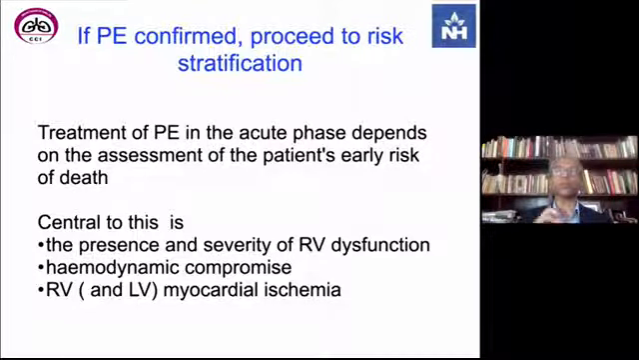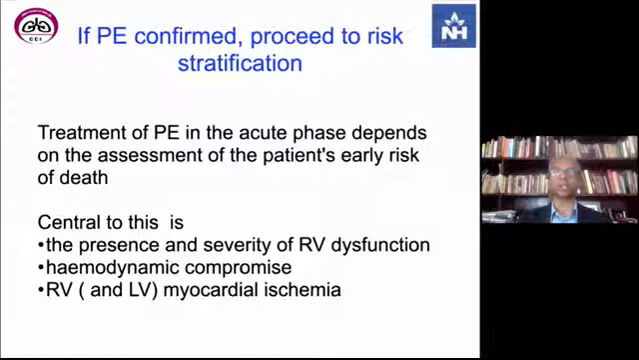The treatment of a PE in the acute phase depends on the assessment of the patient's early risk of death. So if the person has a high risk of death, you are more aggressive. If you have a low risk of death, you can be a little more conservative. Okay, so risk stratification of the PE: not what is the risk of having a PE, but this is a confirmed PE. So what is the risk of having a problem if you have this PE is what we are doing at this stage. This is risk stratification.